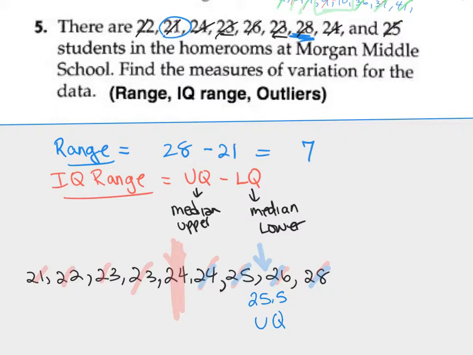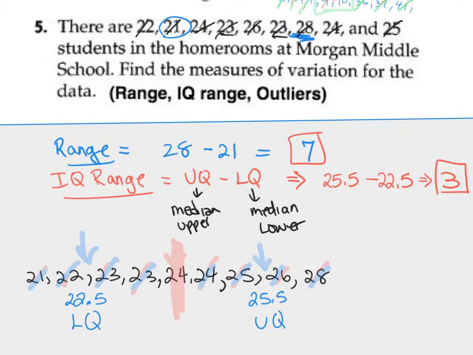Then for the lower quartile, not 21 or 23, so that's 1 and 2. So it's going to be between 22 and 23, which is 22.5, and this is the lower quartile. So in order to get the interquartile range, I am going to do the upper quartile of 25.5 minus the lower quartile of 22.5, and I am going to get 3. The interquartile range is 3.